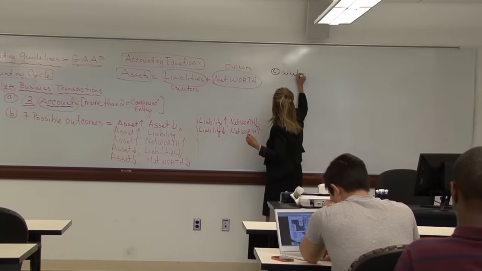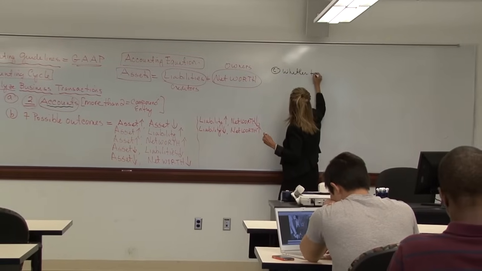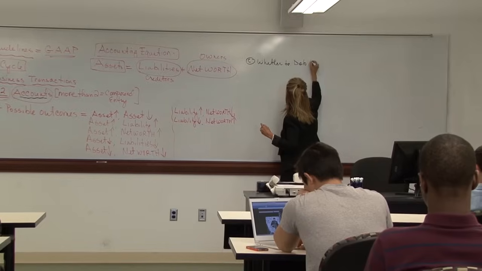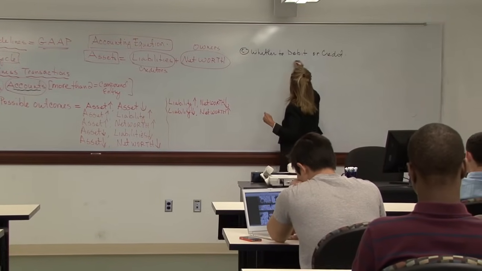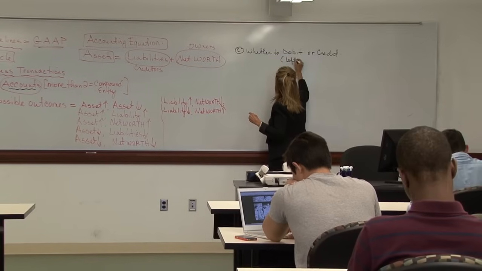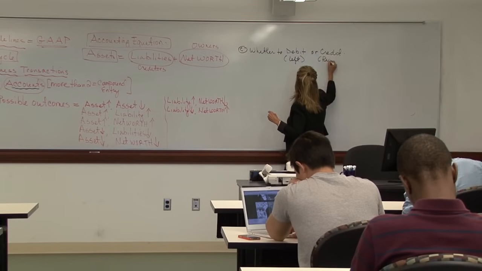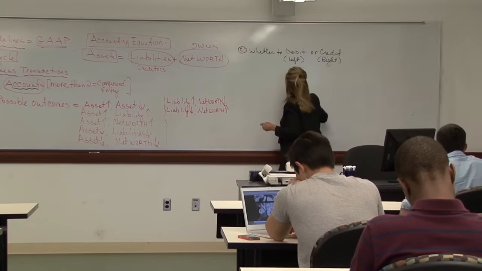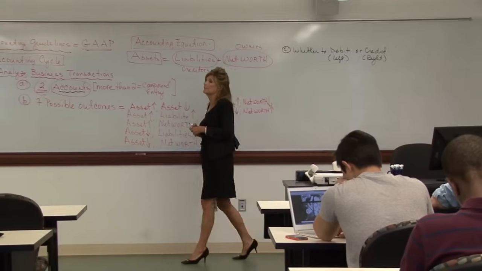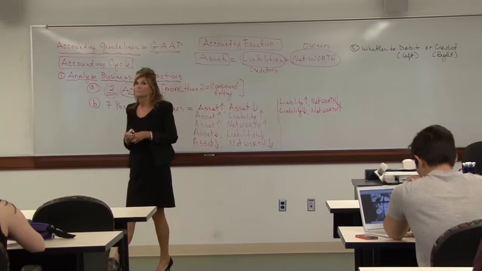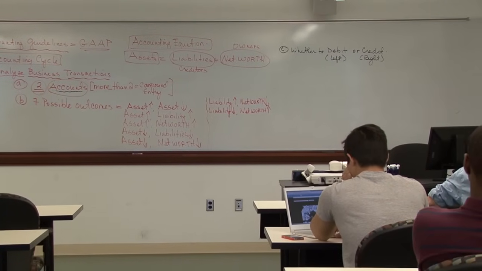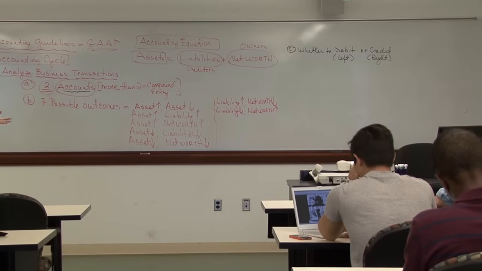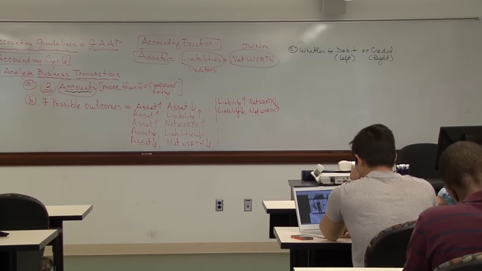Now, once we're done figuring out the accounts, deciding the outcome, step C is determining whether to debit or credit. Debit and credit are literally Latin terms for left and right. And there's no rhyme or reason why debits do what they do to assets and credits do what they do to assets and liabilities and so forth.